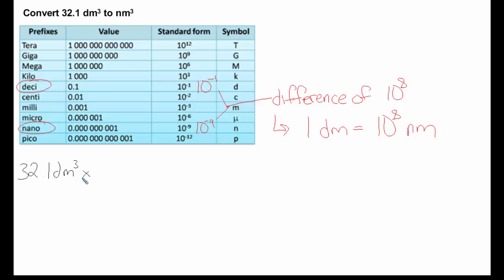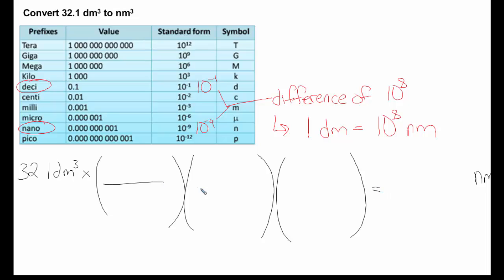Set up a conversion problem just as we've done. I'm going to need to convert in all three dimensions. So this is 32.1 cubic decimeters. Then I'm going to have to set up three separate conversions, in which case I take decimeters to nanometers, decimeters to nanometers, decimeters to nanometers.